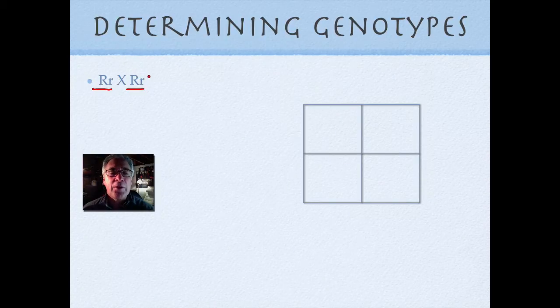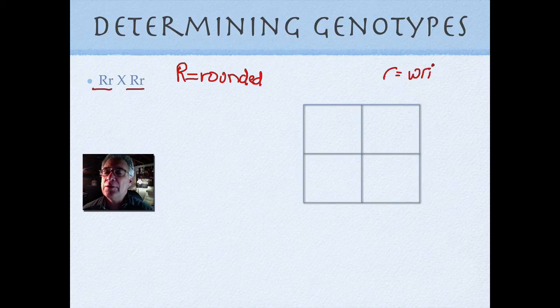So what we're going to do here is take a look at two alleles. One is for rounded seed, and then another one is for wrinkled seed. So little r is wrinkled seed. I'm just going to abbreviate it. And big R is rounded.